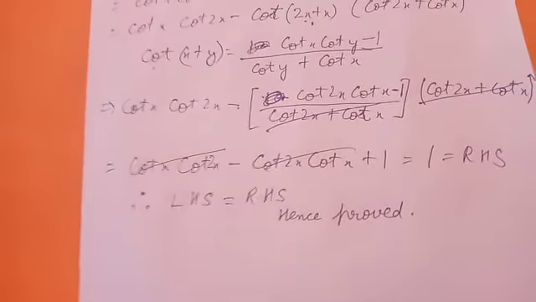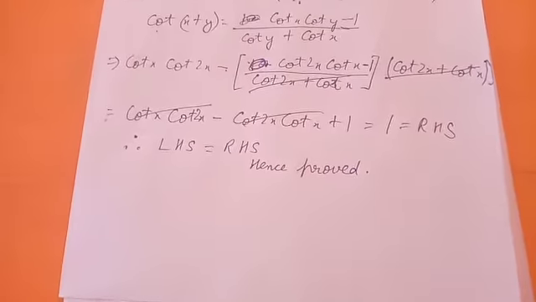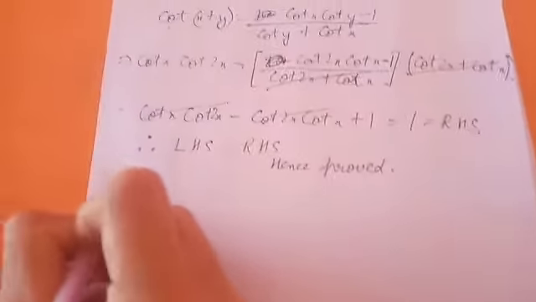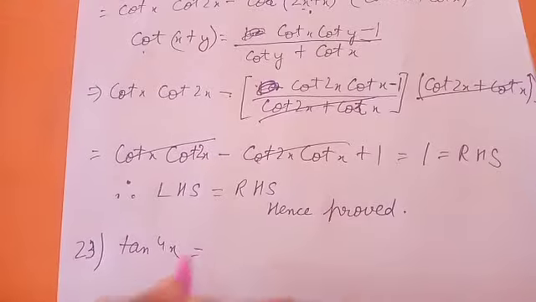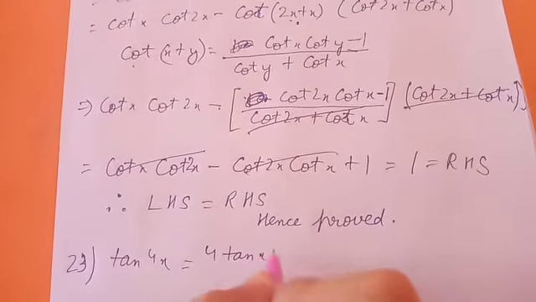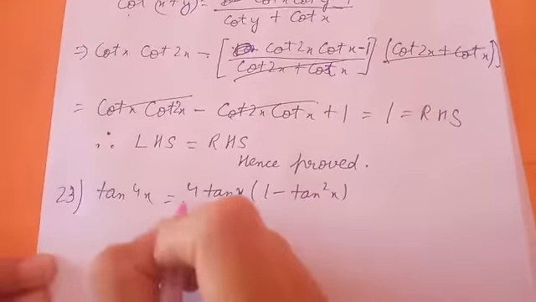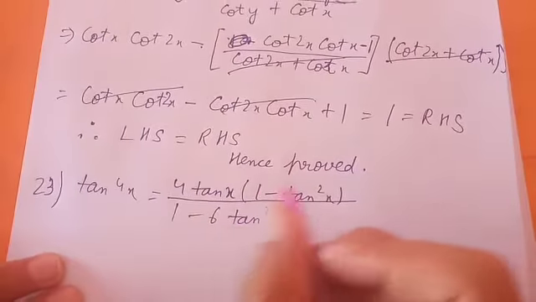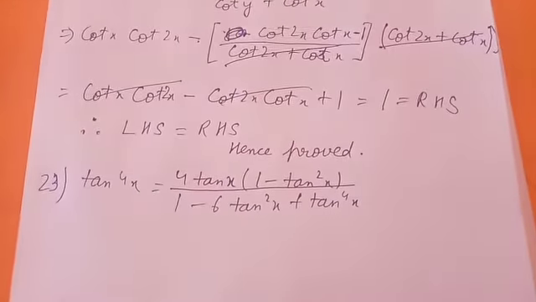Now if you have any problem you can ask. Okay, now our next question, question number 23. Tangent 4x is equal to 4 tangent x into 1 minus tan square x whole divided by 1 minus 6 tangent square x plus tangent power 4x. This we have to prove.